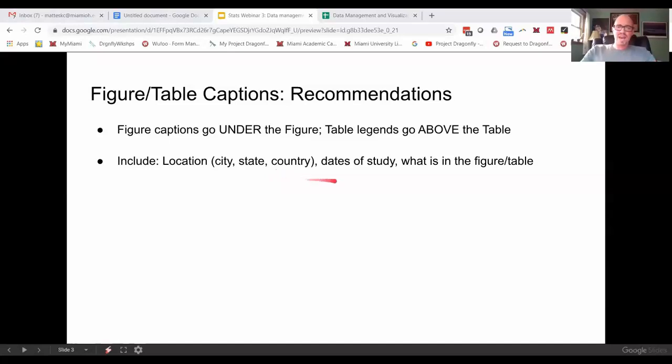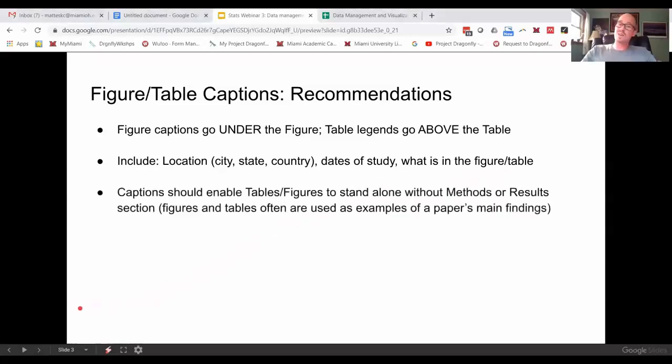So include that, include the dates of the study, include what is in the figure and table, and make the caption title and caption description for your figures and tables really stand alone, so that someone could read it, and even if they didn't read the methods and results of your study, they could understand what you've done. That is generally the rule of thumb: you're not going to recreate all the methods and results in your figure captions, but you should give enough that someone without the rest of the paper could know what you did. So that's something to keep in mind.